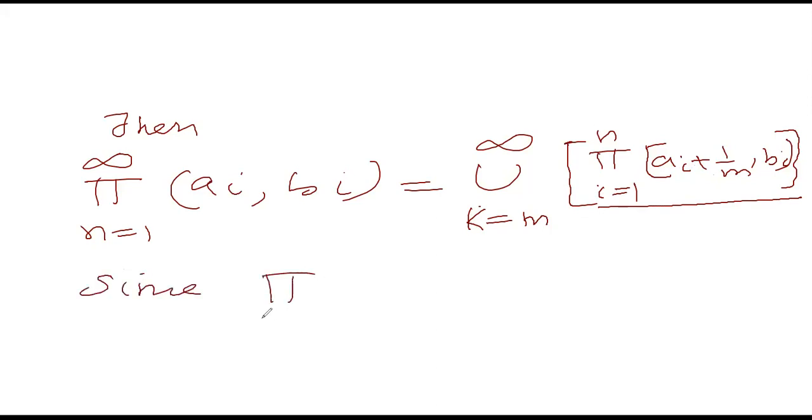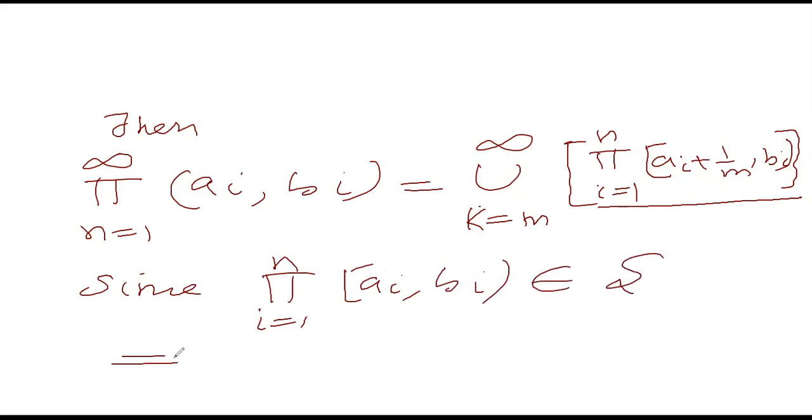Since this product of the k copies, i runs from 1 to n, (ai, bi), belongs to the semi-ring S. So that means this is measurable, which implies this set is measurable.